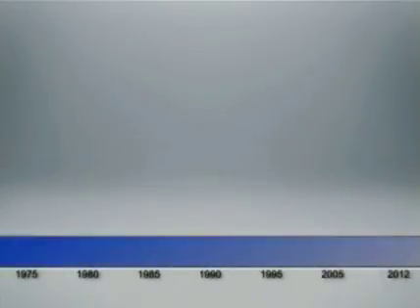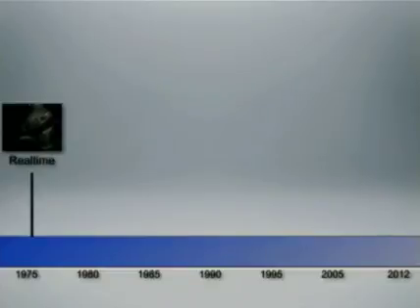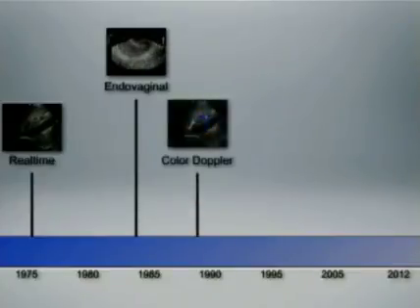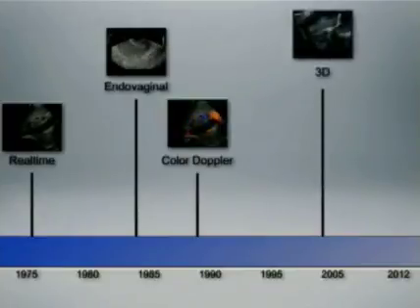The third issue is a little bit different from the others, and that relates to equipment availability. And if you look at a timeline in ultrasound technology from 1975 through 2012, you look at real time sometime in the 70s, endovaginal ultrasound in the early to mid 1980s, color Doppler in the late 80s, and then 3D or volume imaging in the earlier part of the last decade.